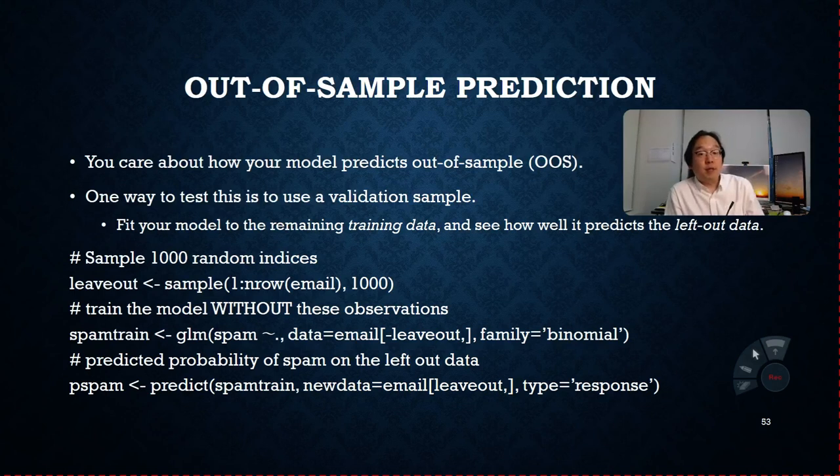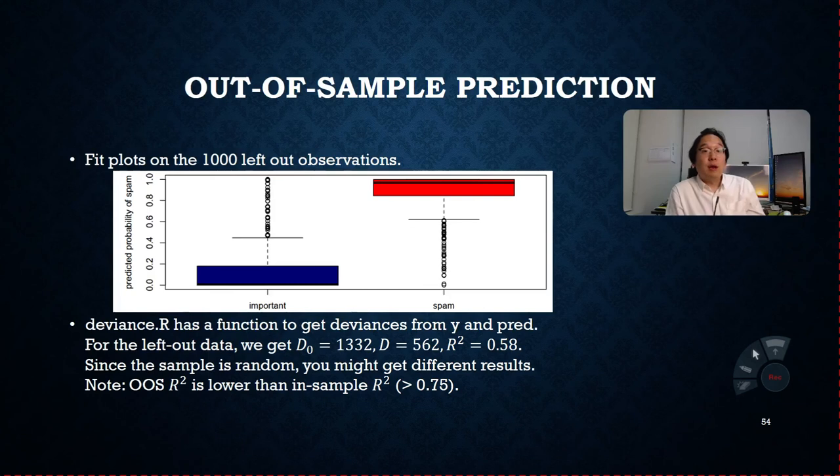And then the predicted probability of spam on the left out data will be put into the pspam data set. Predict spam train on new data email leave out will be created like this. And then fit plots on the 1,000 left out observations. Here you classify spam data versus non-spam data in your leave out observations, and based on their x variables, you can compute the predicted probability of being spam, based on the right hand side variables.